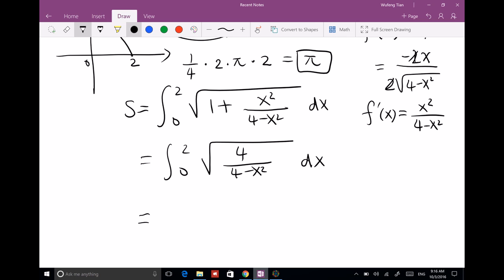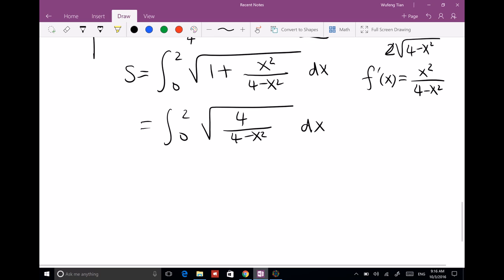Okay, here you can use the calculator to do this, or you can use trig substitution. It's fine. Let's do trig substitution: x equals 2 sine theta. Then dx equals 2 cosine theta d theta.